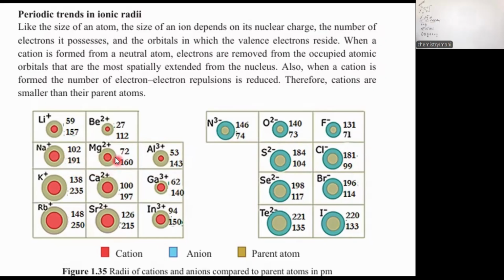So that type of idea you need. Then look at this. F minus 131 is definitely greater than beryllium, but smaller than lithium. Oxide 140 is, of course, between lithium and beryllium. This is 146, of course between lithium and beryllium. Easy. Nitride, oxide and fluoride are also between lithium and beryllium. Sulfide and chloride are also between sodium and magnesium. That way you can simply memorize it.